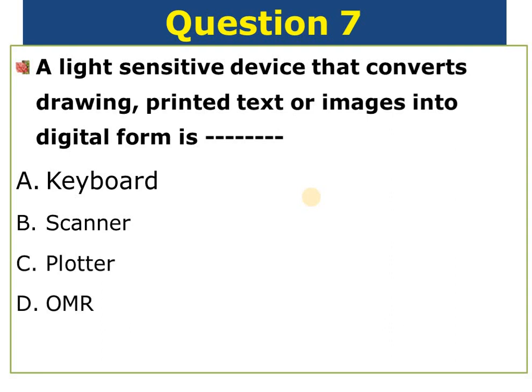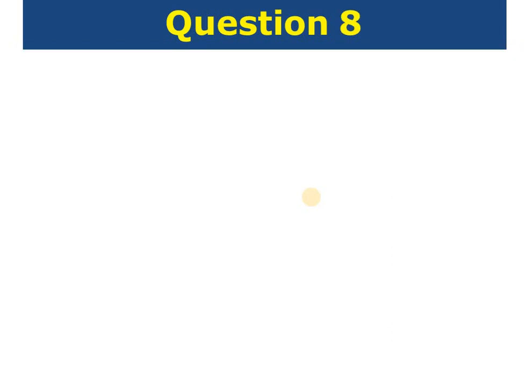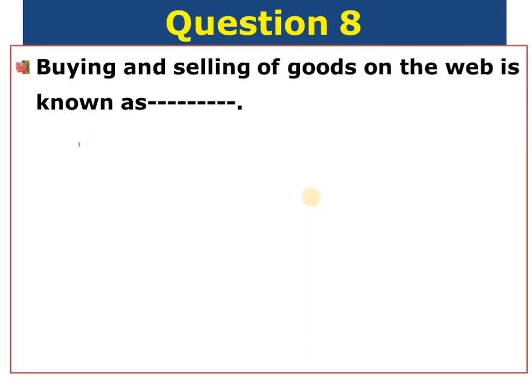Question number 7. Here is question number 7. A light-sensitive device that converts drawing, printed text, or image into digital form is called A. Keyboard, B. Scanner, C. Plotter, D. OMR. The answer is choice B, scanner.